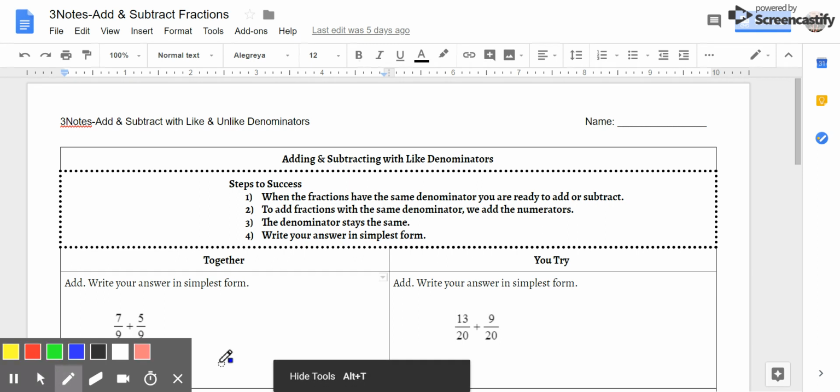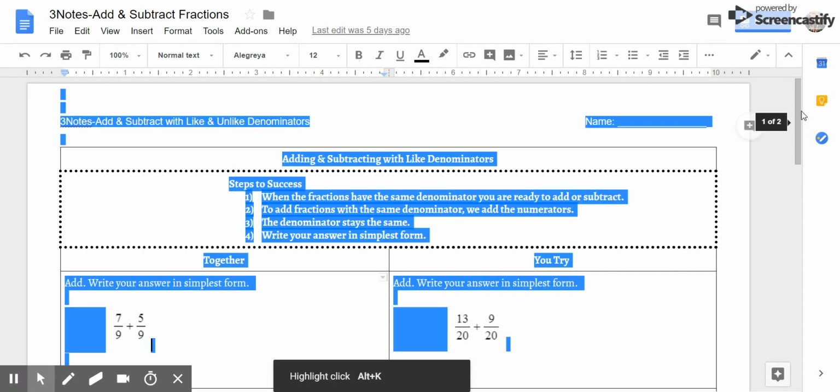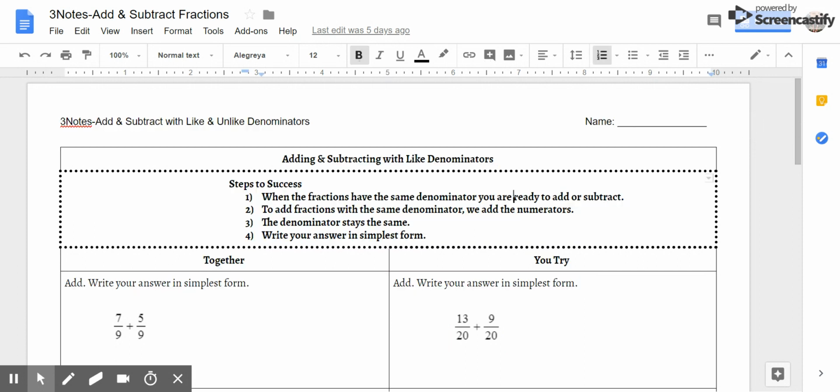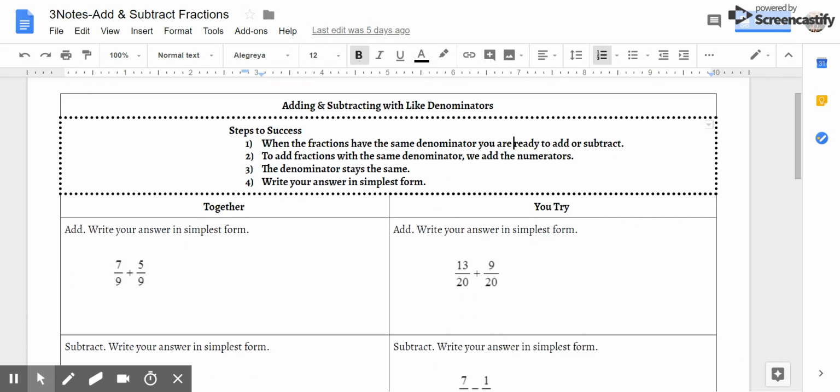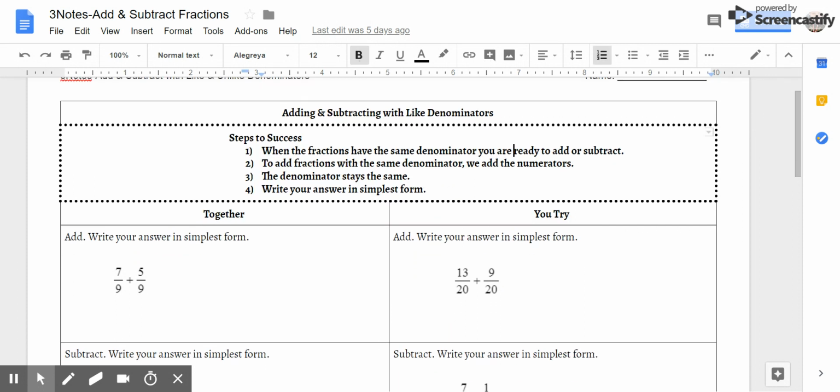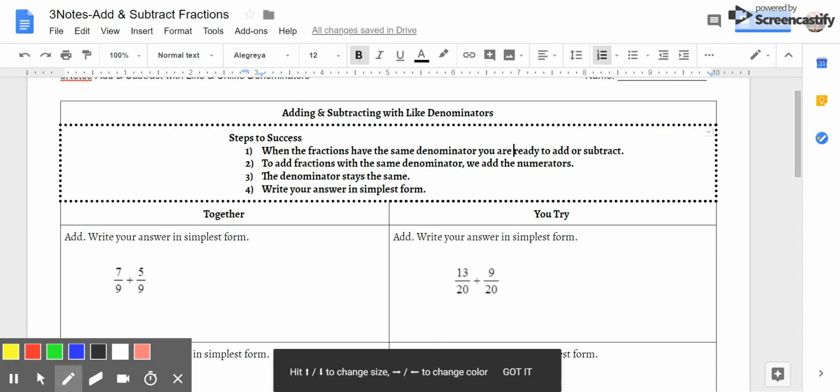Welcome back to another fun edition of working with fractions. Today we are going to be working with adding and subtracting fractions with the same denominator and with different denominators.